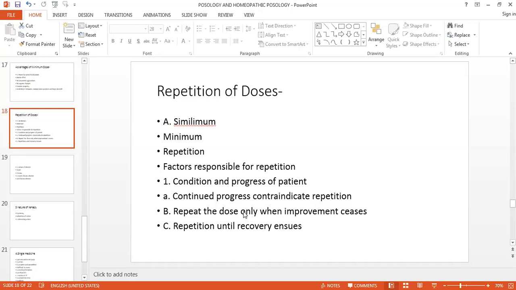12 observation you will study in the second year. In the third year you will study what H.A. Roberts and Stuart Close have said about second prescription. In the fourth year you will apply all that knowledge. And in the internship also, and in the future life also, you will apply this science in the form of your skill, and that skill will then finally convert into the art. So remember that the repetition of the doses should be done cautiously depending upon the condition and the progress of the patient. So here the 12 observation will be very useful.